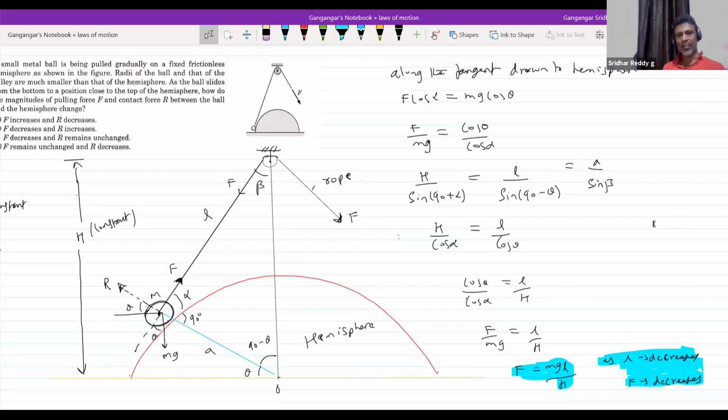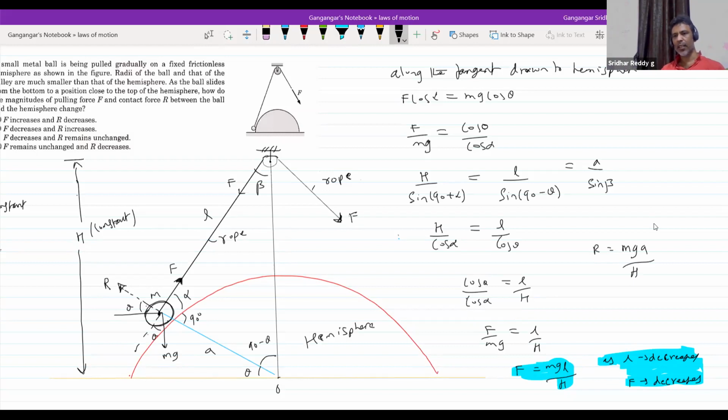Can you try at least that one? Similar. So here what happened? We took tangential to the hemisphere, no? Perpendicular to the rope, you resolve R and mg. So this is the rope, no? Perpendicular to the rope, you have to resolve R and mg, then equate them, you'll get the required answer. So I'll directly write what R is. R is equal to mg A by H. You'll end up with this much.